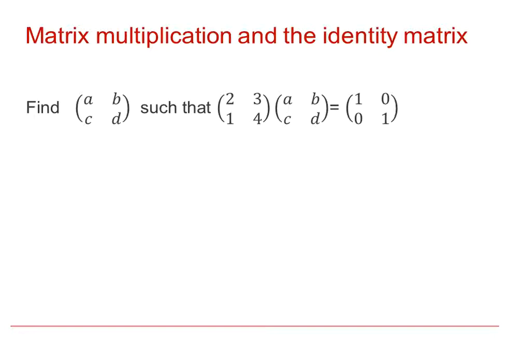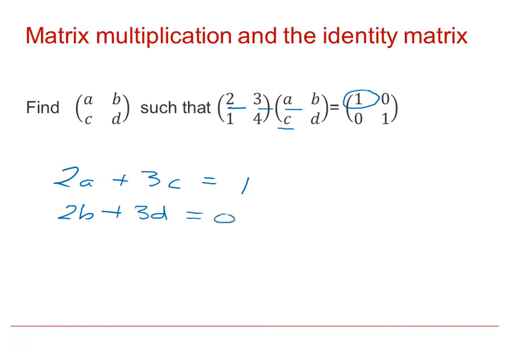We can do this by solving the simultaneous equations that arise when we do the multiplication. So, for example, 2a plus 3c must equal 1. In terms of the multiplication, we're multiplying the 2 by the a, the 3 by the c, to give us this element of 1 here. Similarly, we get that 2b plus 3d must equal 0, and a plus 4c must equal 0, and b plus 4d must equal 1.